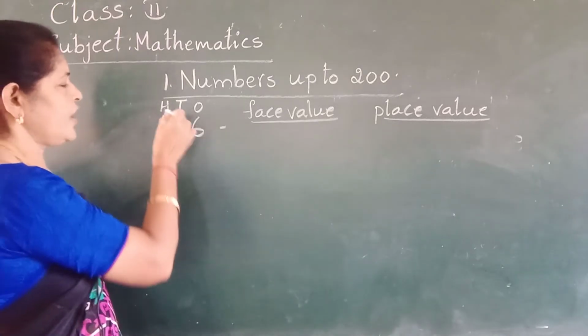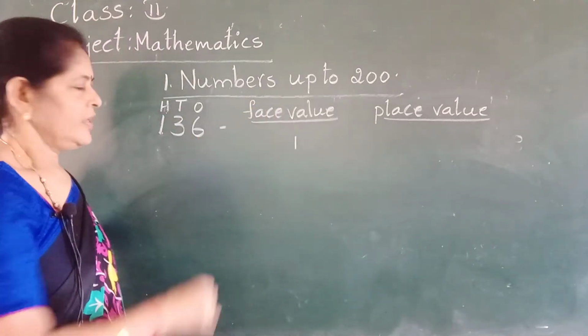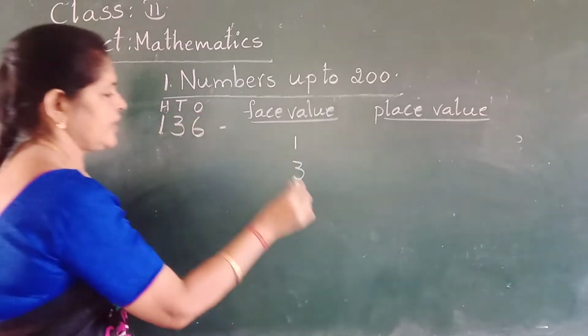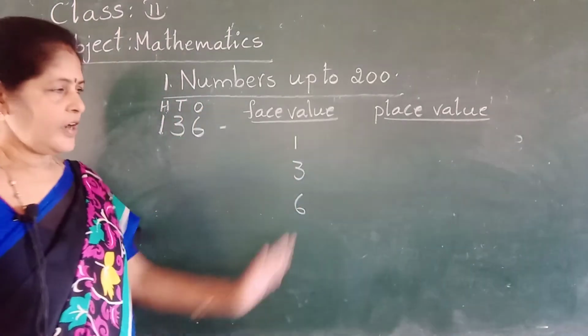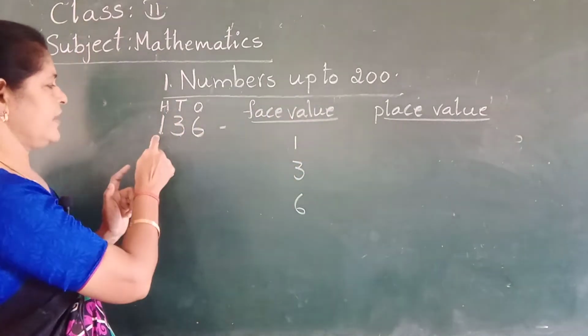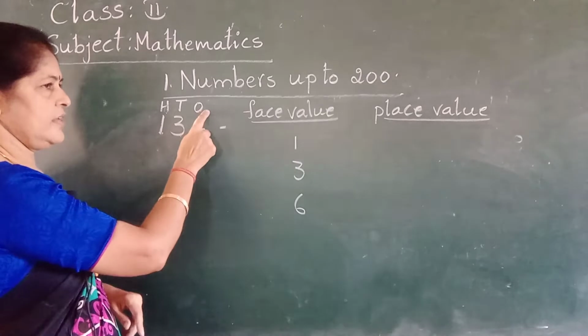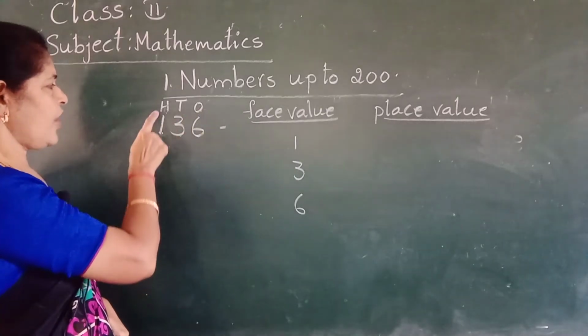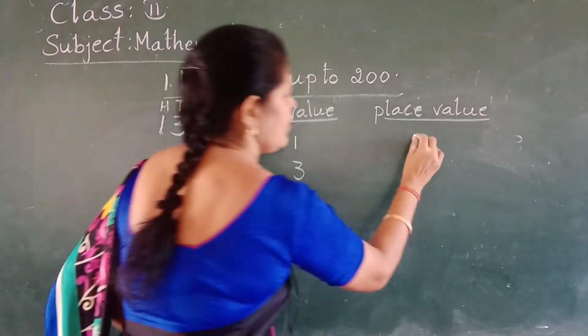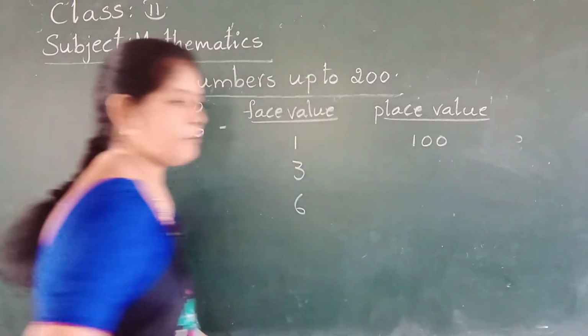The face value of 1 is 1 only. The face value of 3 is 3 only. The face value of 6 is 6 only. Now go to place value. Place value depends upon the place. The given digit is in which place? See here, 1 is in the hundreds place, then the value of 1 is 100 in number.